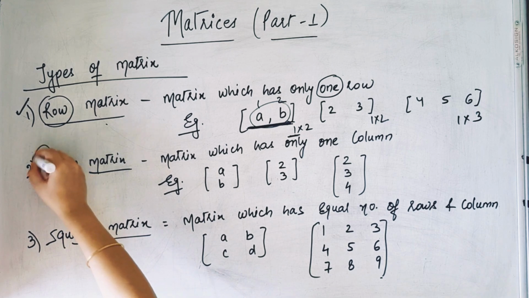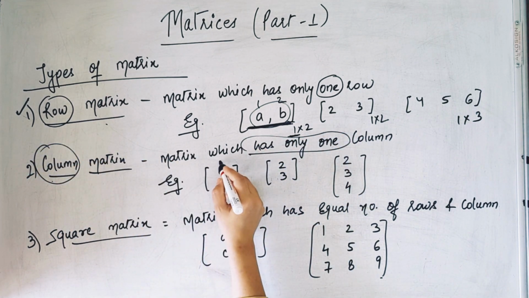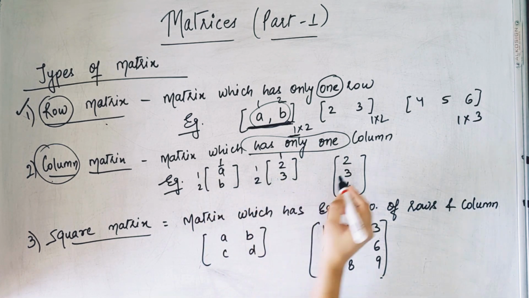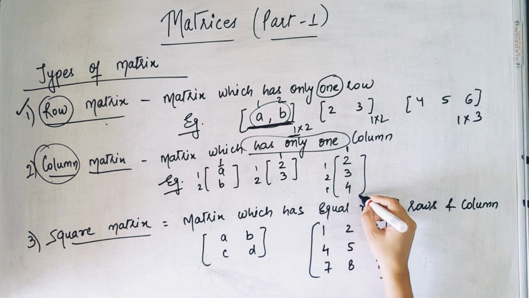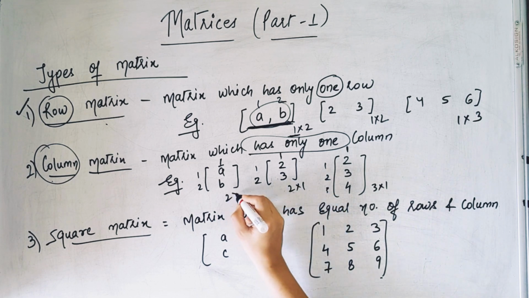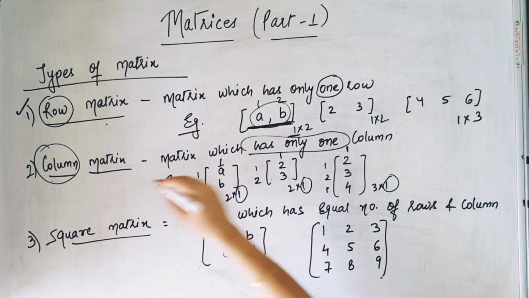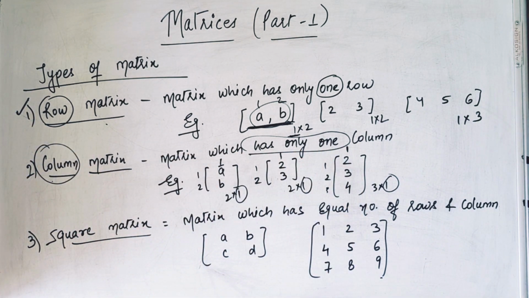Now a column matrix has only one column. So here it is only one column but rows are 2. One column, rows are 2. One column but rows are 3. So here the order is what? 3 into 1, 2 into 1 and 2 into 1. So when the column is 1, it's known as a column matrix. When the row is 1, it is known as a row matrix.